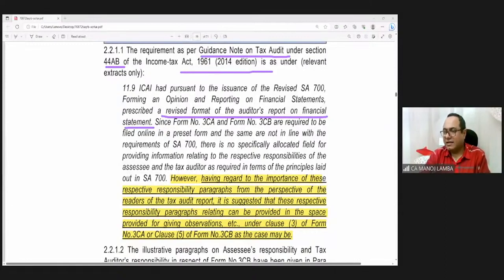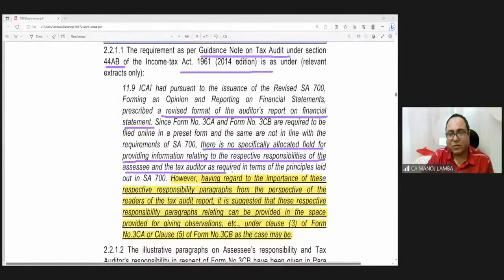Since form number 3CA and form number 3CB are required to be filed online in preset form, they are not in line with the requirement of SA 700. There is no specifically allocated field. Please note that there is no specifically allocated field for providing information relating to the respective responsibility of the assessee and the tax auditor as required in terms of the principle laid down in SA 700.